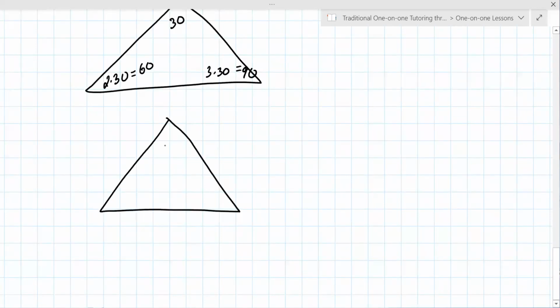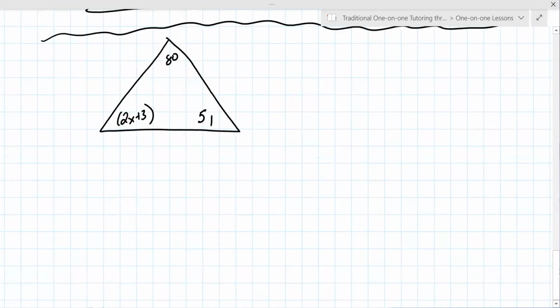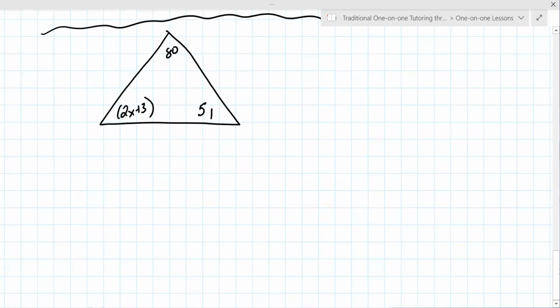The triangle has angles 80, 2x plus 3, and 51. So what do the three angles in the triangle have to add up to? 180. So you have 80 plus 2x plus 3 plus 51 has to equal 180.